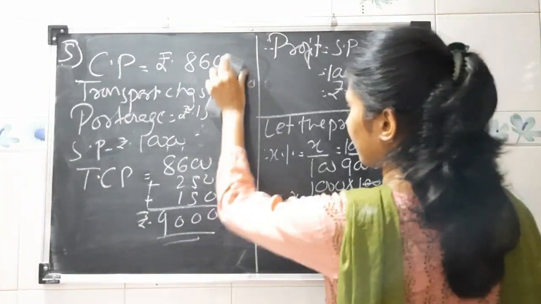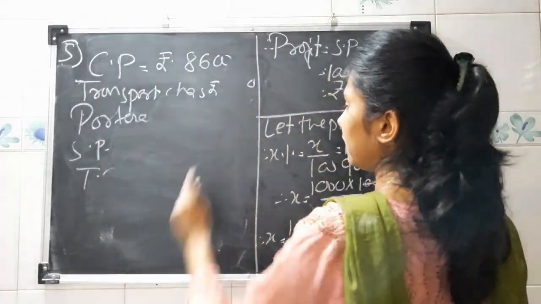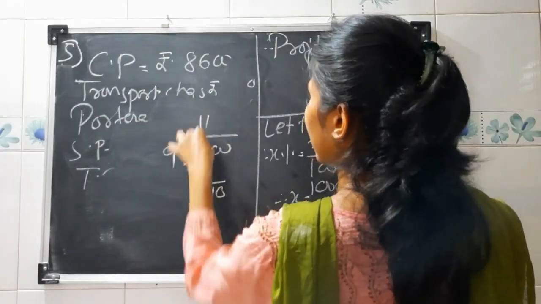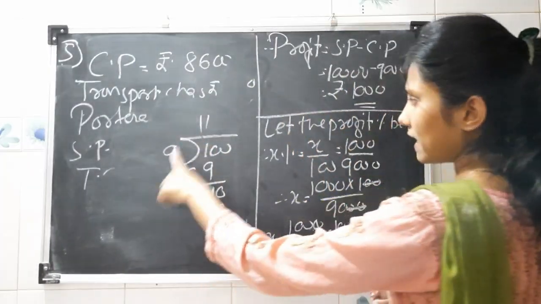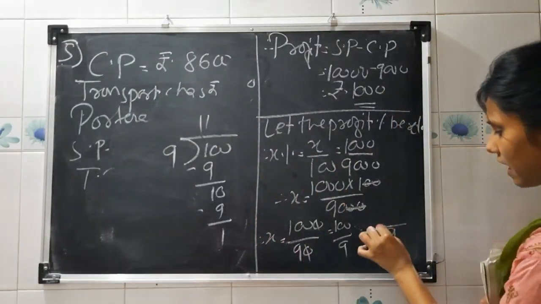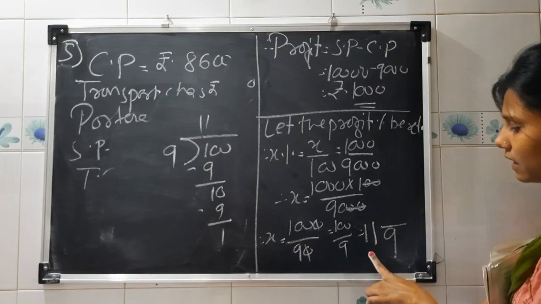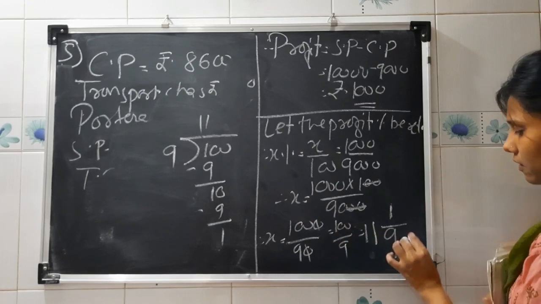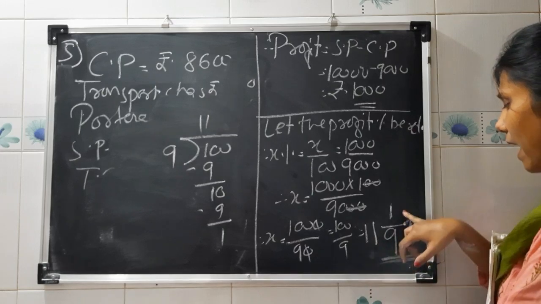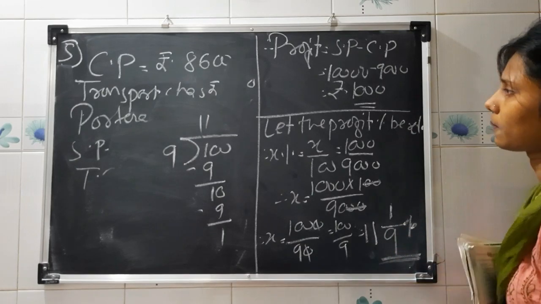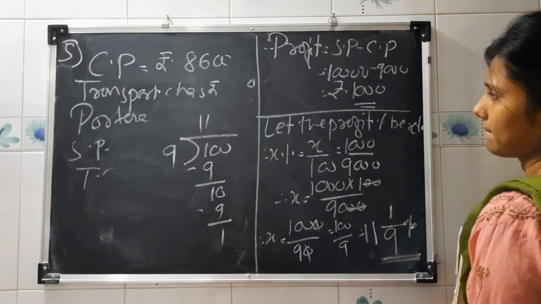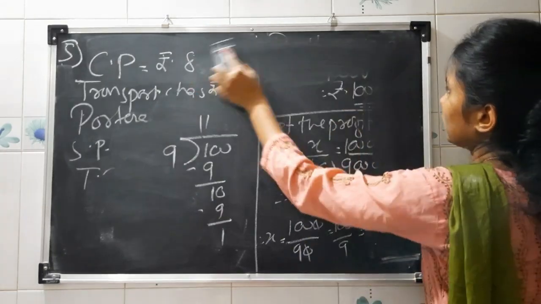If we divide 100 by 9, 9 11s are 99, plus 1 makes 100. So your profit percentage is 11 and 1 upon 9%. The last one.